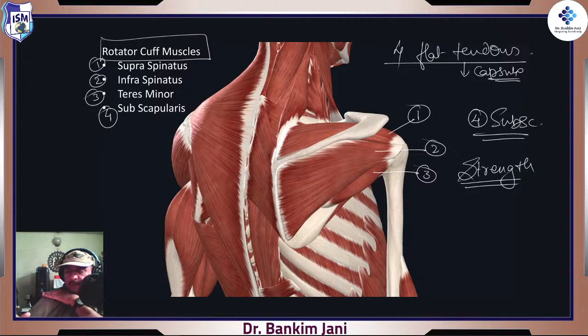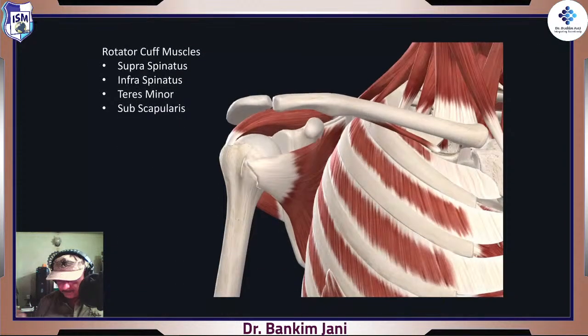Now see, subscapularis, supraspinatus, infraspinatus, and from there the teres minor. Everything is properly covered. But who is on the inferior aspect? No one. That's the reason that whenever there is any shoulder dislocation, it will be on the lower side, the inferior location, right? So let's see. Supraspinatus, infraspinatus, teres minor, and subscapularis.